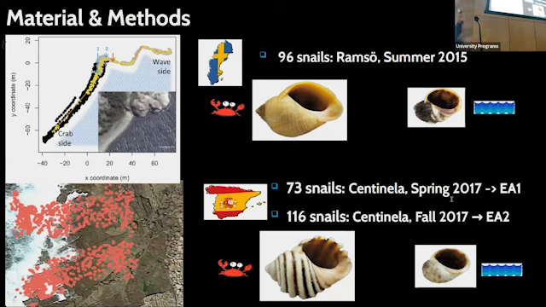So a bit about the sampling and how it was done. This is the transect in Sweden. It went from crab to wave. It was 96 snails. And in Spain, as you can see here, it was actually two transects, but we pooled those together because there were no differences due to seasonality in our analysis. So all those two transects are pooled together.